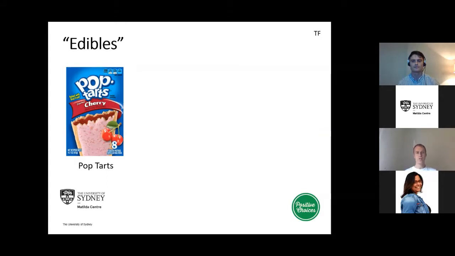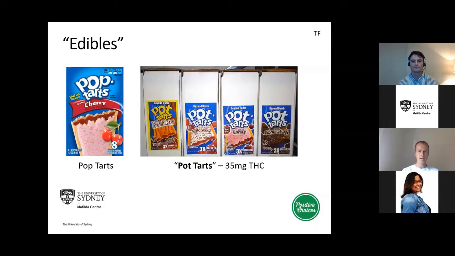And one of the concerning things about edible products is that they take a common snack which might be attractive to children. So when I was a child, Pop-Tarts was a very unhealthy snack that I would never have for breakfast because it's just sugar and fat. You shouldn't eat this, I was told as a child. But what they've done is take Pop-Tarts and change them to Pot-Tarts, which look very, very similar, but they contain 35 milligrams of THC. It's not surprising these are attractive to youth.